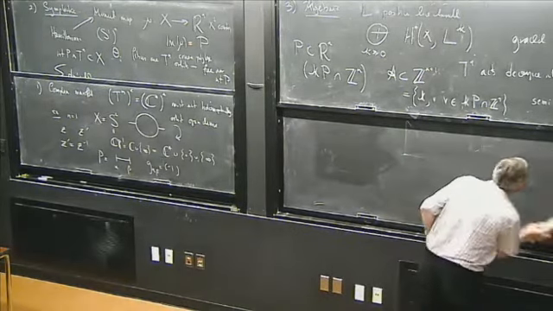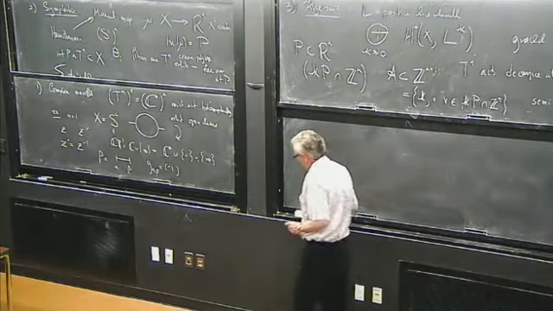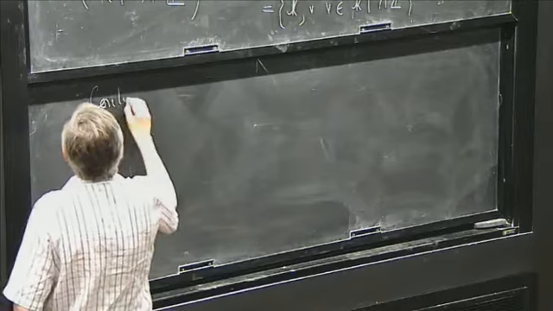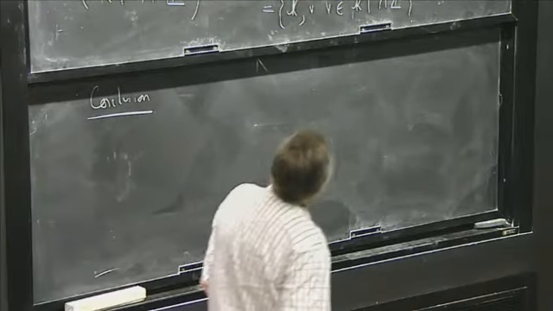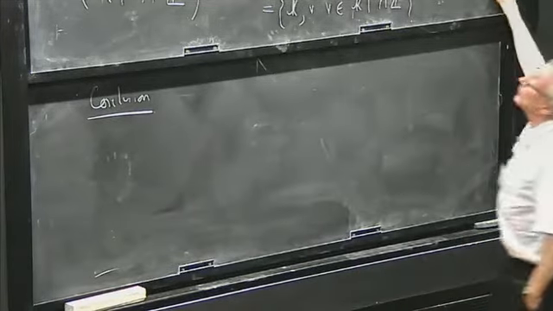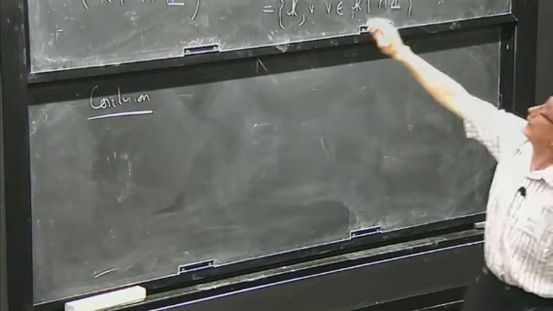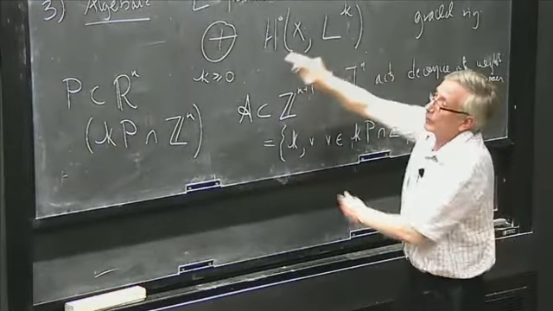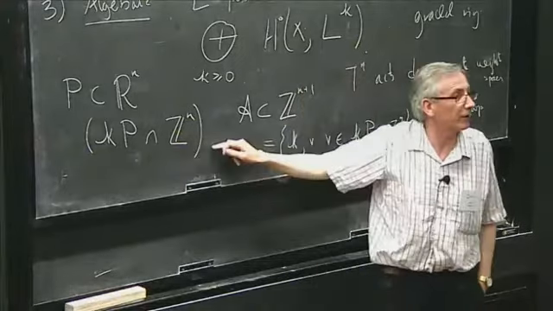So to say what that means, the conclusion, in a clearer way, is that each weight space has multiplicity at most 1. Either a weight occurs or it doesn't, and the weights that occur for this power L^k precisely correspond to the lattice points in this intersection with kP.